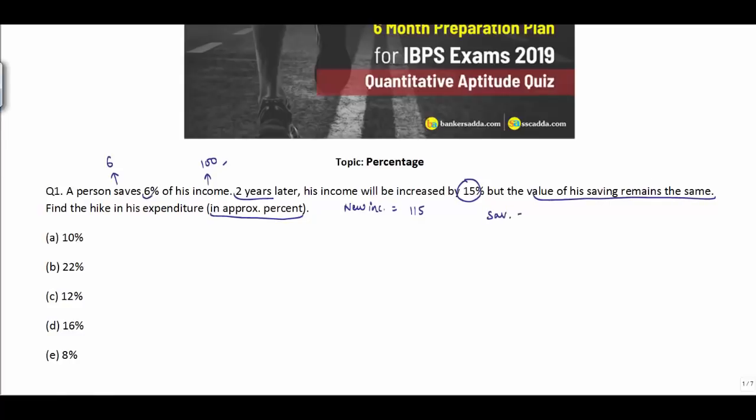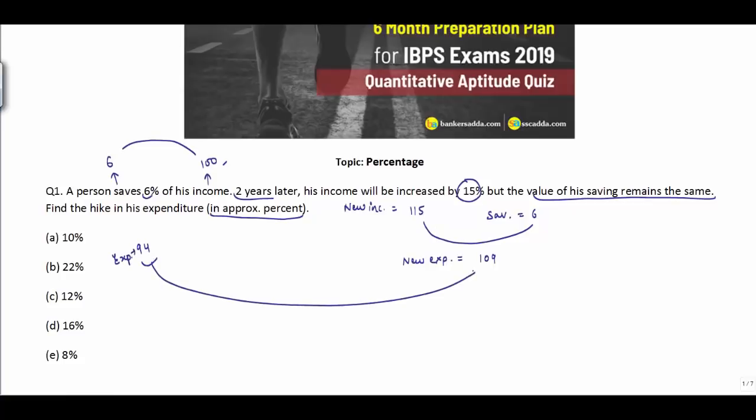But the value of his savings remains the same, which means still saving is equal to 6. So new income minus savings is new expenditure. This is 115 minus 6, 109. So 109 is the new expenditure. Initially his expenditure was 100 minus 6 equal to 94. So from 94 to 109, what is the increase? Increase of 15 over 94. This in percentage terms is what we need to find out.